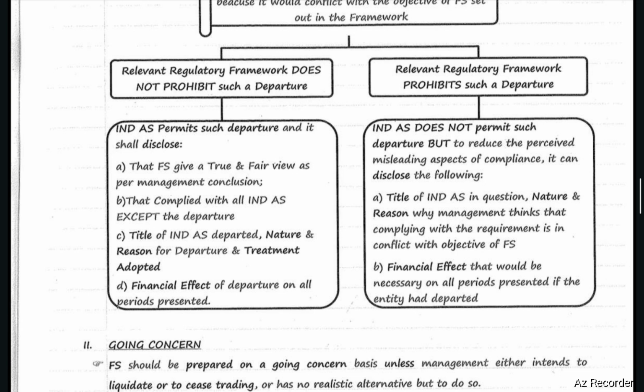Next, a relevant regulatory framework prohibits such a departure. Ind AS does not permit such a departure, but to reduce the perceived misleading aspects of compliance, it can disclose the following: title of Ind AS in question, nature and reason why management thinks that complying with the requirement is in conflict with the objective of financial statements, financial effect that would be necessary on all periods presented if the entity had departed.